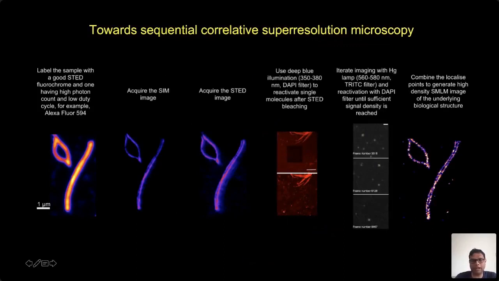And what you see over here is you have to choose the right dye. So let's say Alexa 594, it's a good single molecule dye, it's a good SIM dye, and it's a good STED dye also. So you can acquire a SIM image, then you can acquire a STED image. You can use the deep UV wavelengths for recovering the photo bleaching. Then you can have the single molecules coming on and off. And once you have the single molecule, you can reconstruct a super resolution image. So this is the hardest bit, how you get the right number of molecules in each field of view.